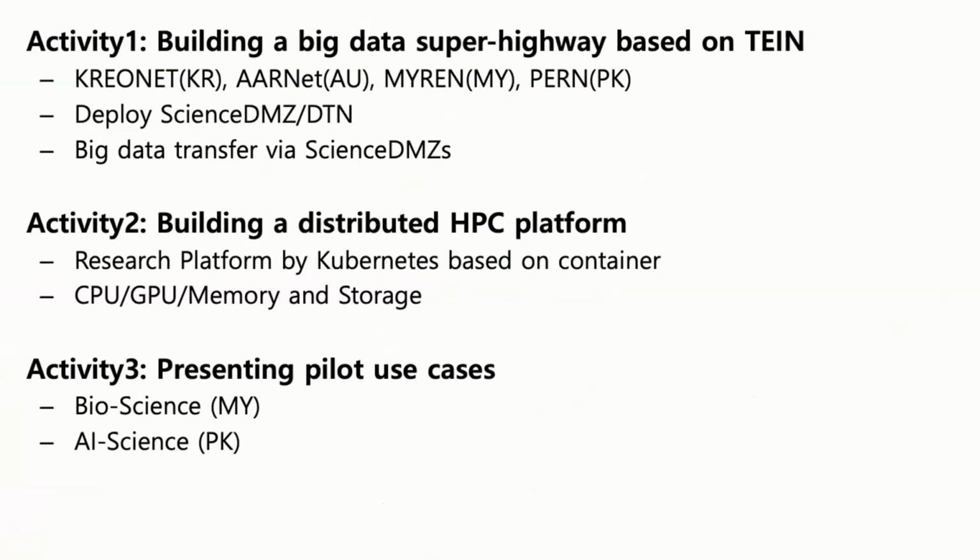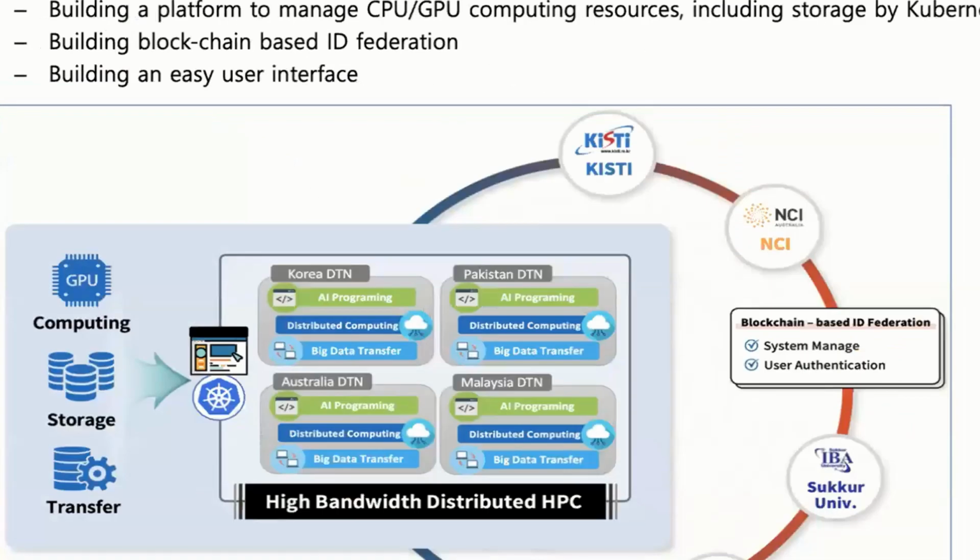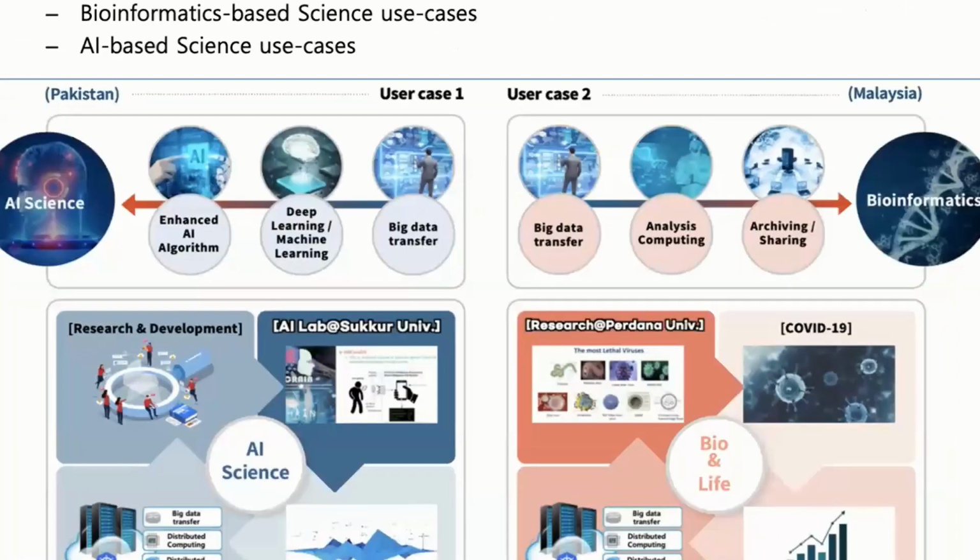And we have three activities. The first activity was building a big data superhighway based on TEIN. Activity 2 is building a distributed HPC platform. Activity 3 is presenting pilot use cases. And this is the overall picture of activity 1, and this is the overall picture of activity 2. In the middle of the box is the high bandwidth distributed HPC platform. And the third picture is the application areas.